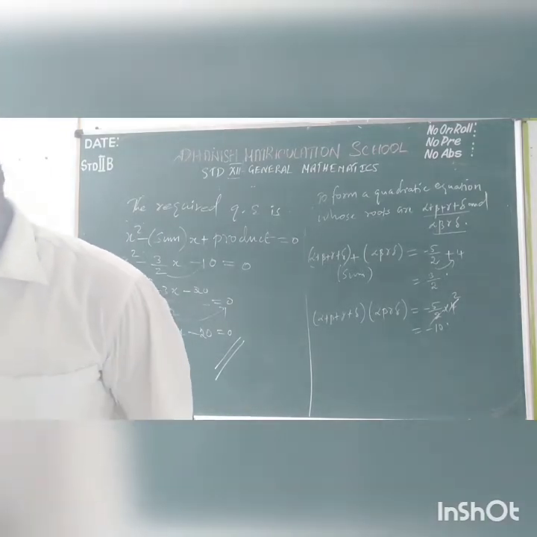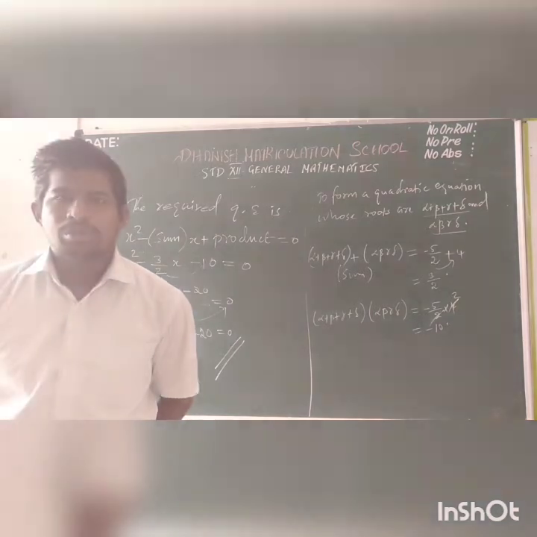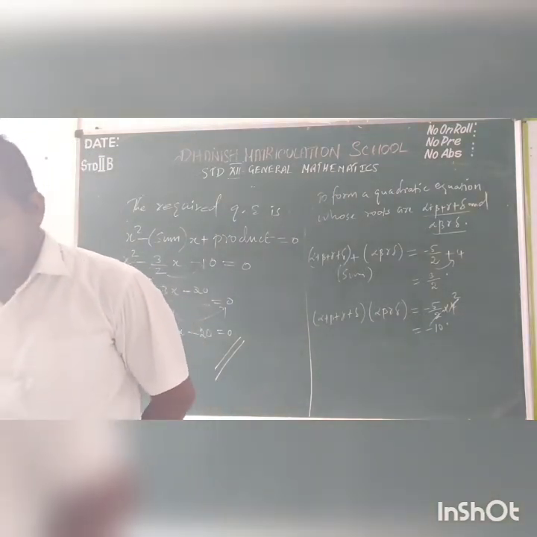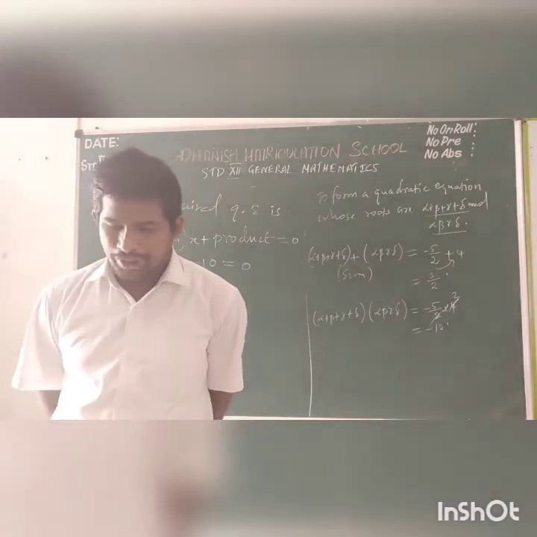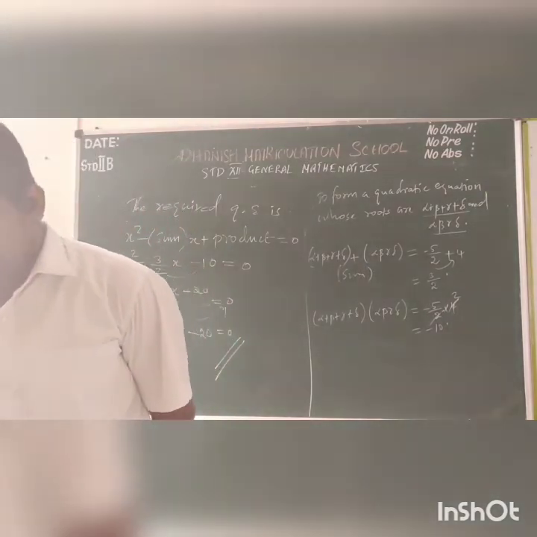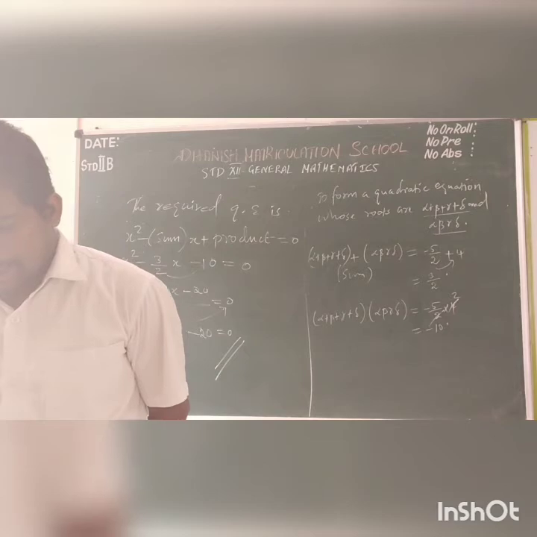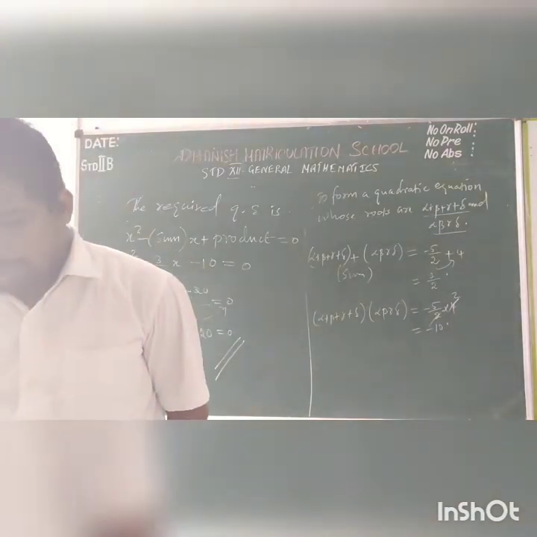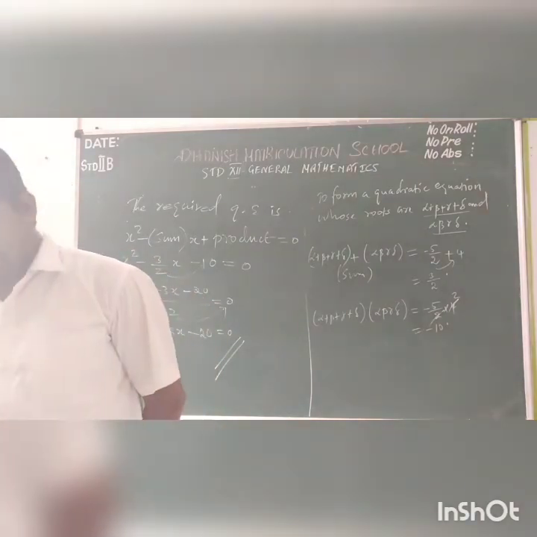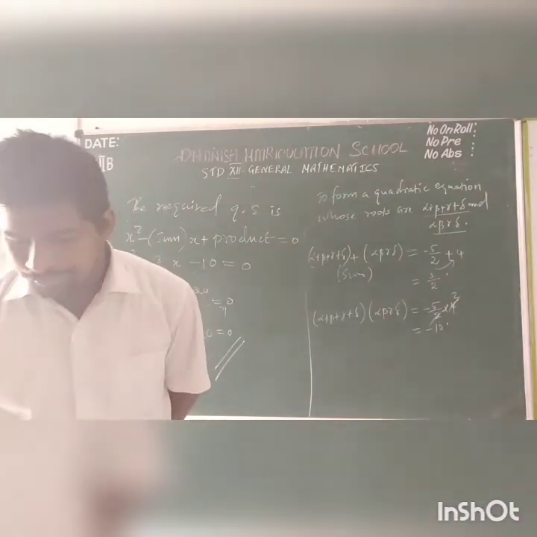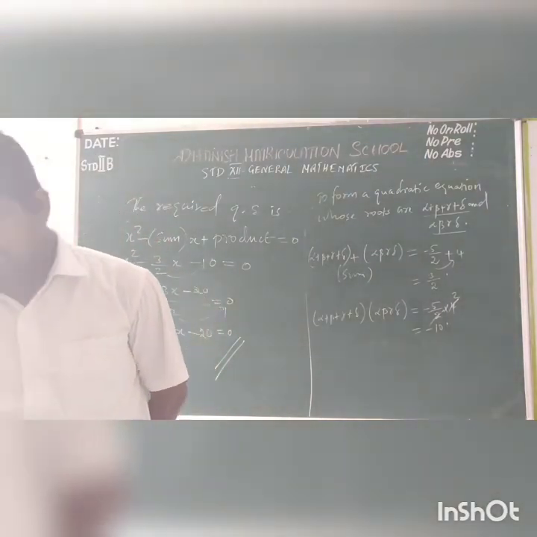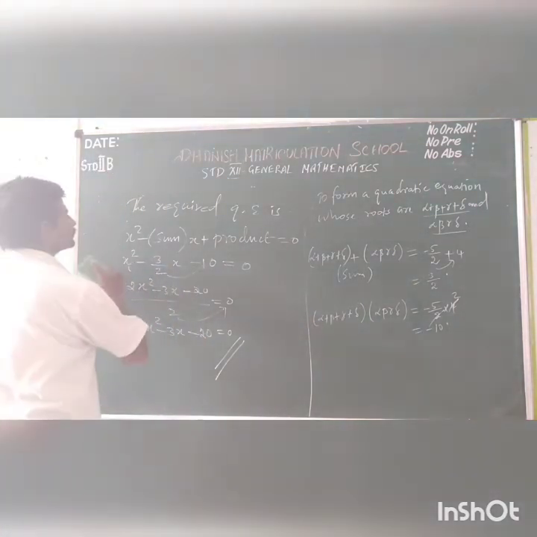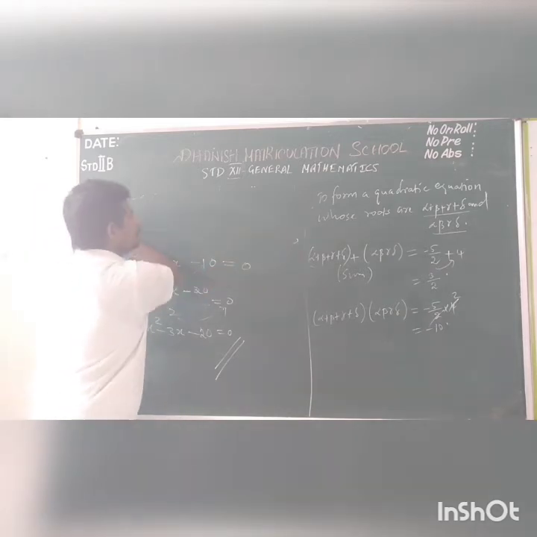Now look at the seventh one. We are going to do the seventh one. If alpha, beta and gamma are the roots of the polynomial equation ax cube plus bx square plus cx plus d equals 0, find the value of sigma alpha by beta gamma in terms of the coefficients.